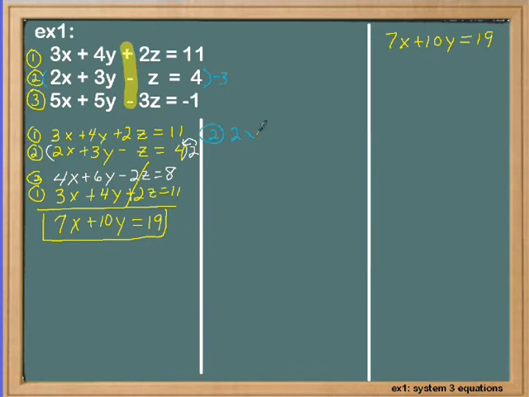Number 2, once again, is 2x plus 3y minus z equals 4. And my number 3 equation is 5x plus 5y minus 3z equals negative 1. I'm going to take that second equation and multiply it by a negative 3. And that would give me, for my second equation, negative 6x, negative 9y, positive 3z, that's what I was looking to achieve, and a negative 12.